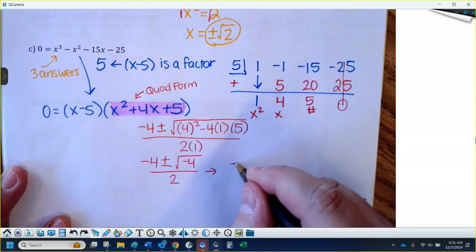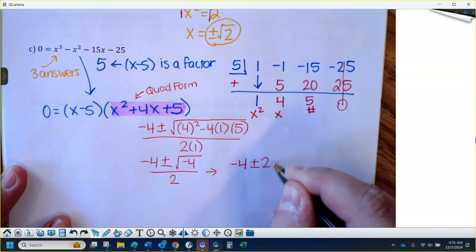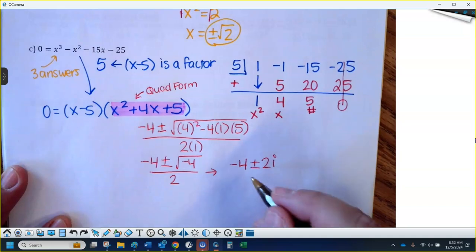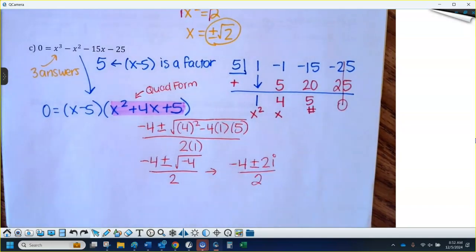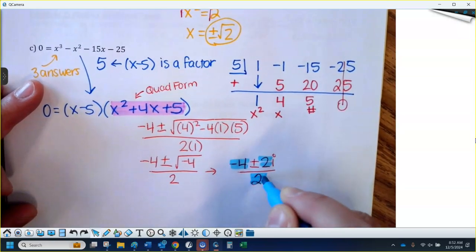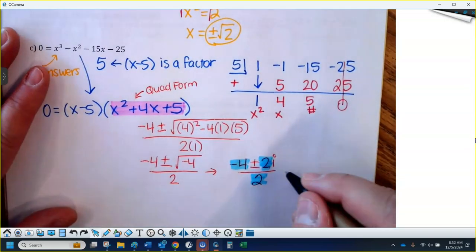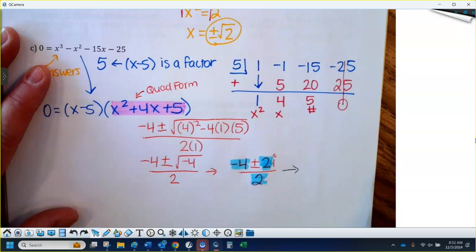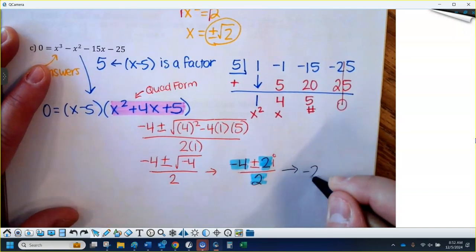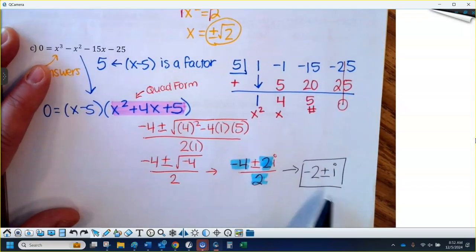What would you write down as the square root of -4? 2i. So that is actually a perfect square in imaginary land, so we're not going to have a radical here. And this is all over 2. Now, don't worry about the i. If all 3 of these numbers have anything in common, you can reduce it, which they do here. So what would my answer be if I simplified that expression? -2 plus or minus i. And that is 2 answers.